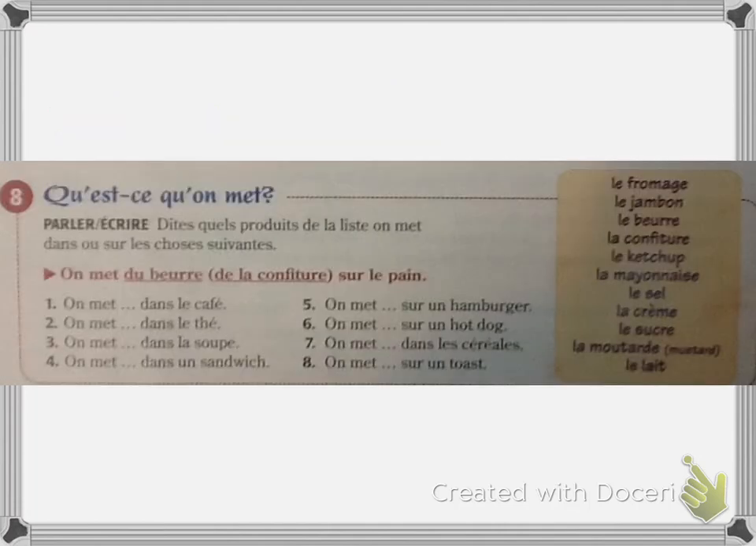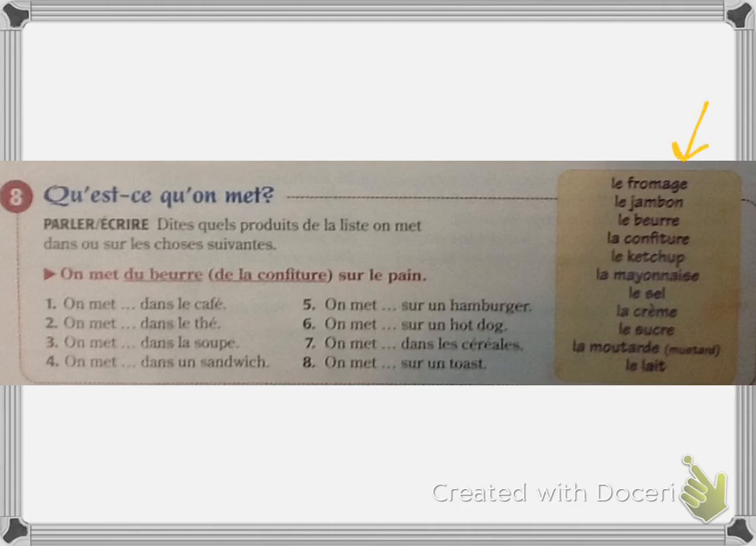Taking a look at exercice 8 à la page 380. Qu'est-ce qu'on met? Dis quel produit de la liste on met dans ou sur les choses suivantes. What is one putting on? Say what products from the list one puts in or on the following things. So we have our list over here, right?